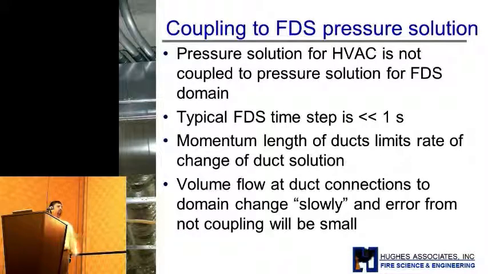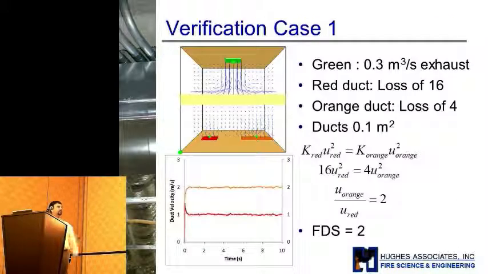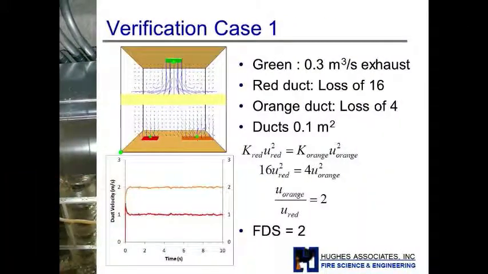As I mentioned before, we don't do a direct coupling. We basically rely on the fact that the volume flow contributions of HVAC systems over a typical FDS time step are small. And so the error in having this indirect coupling is small. I'm going to go through a couple of quick verification cases, a validation case, and then discuss some other capabilities that we're putting into it.